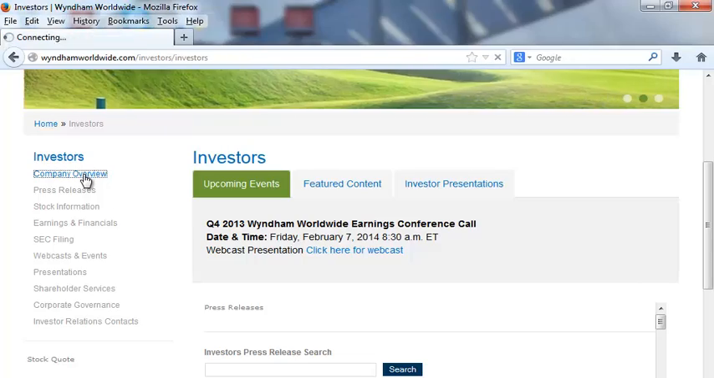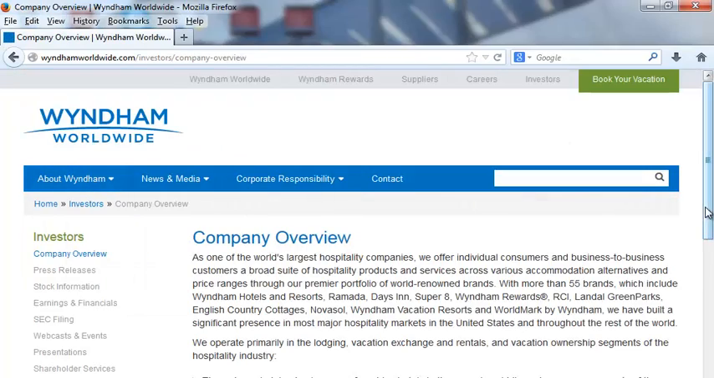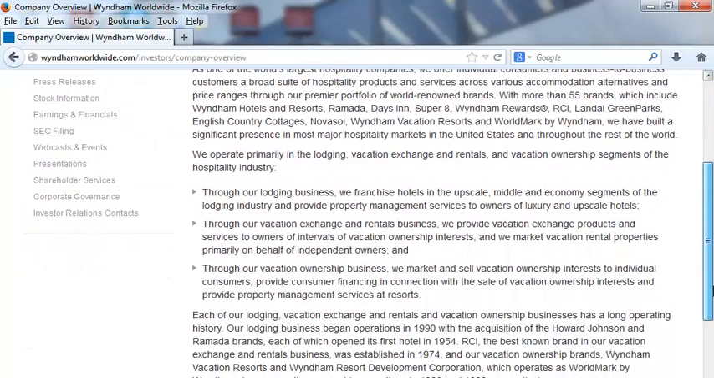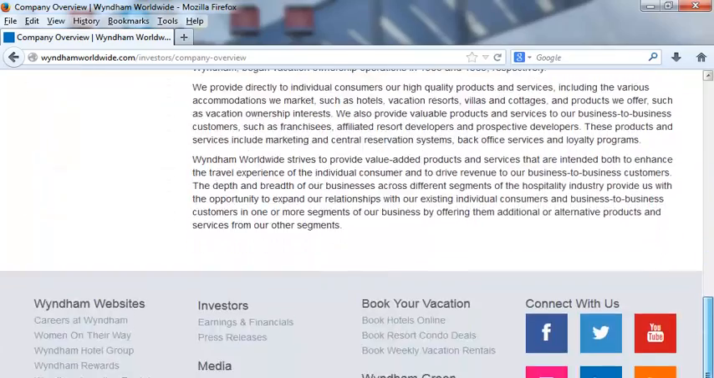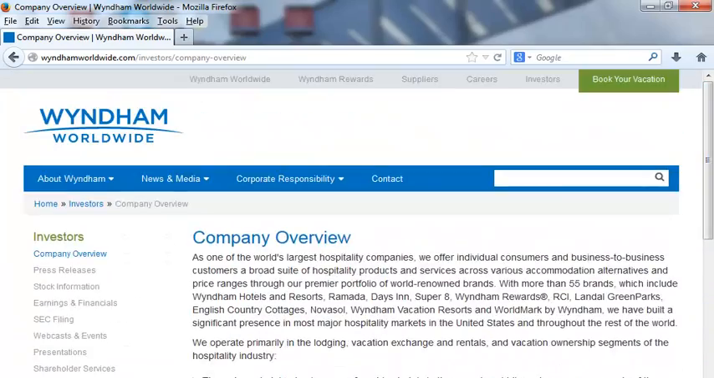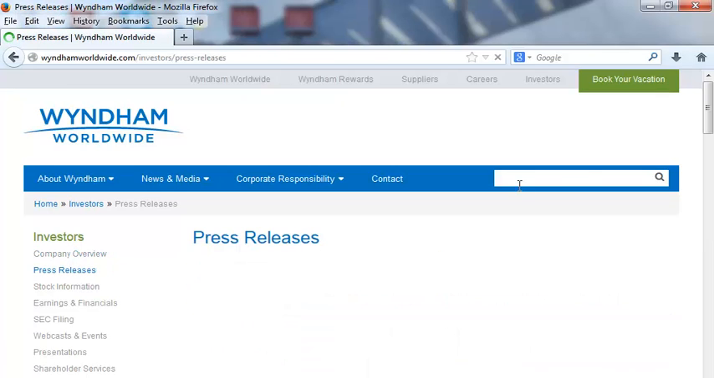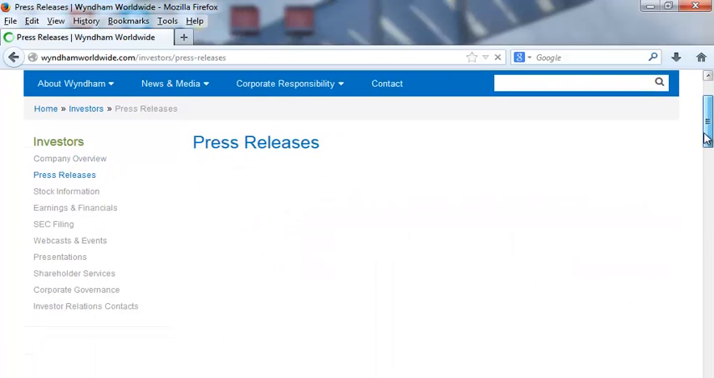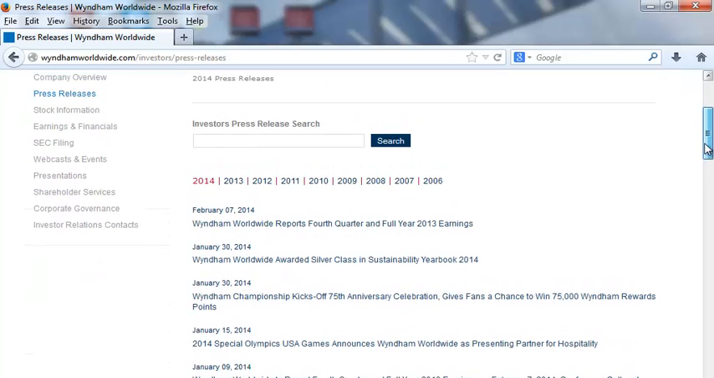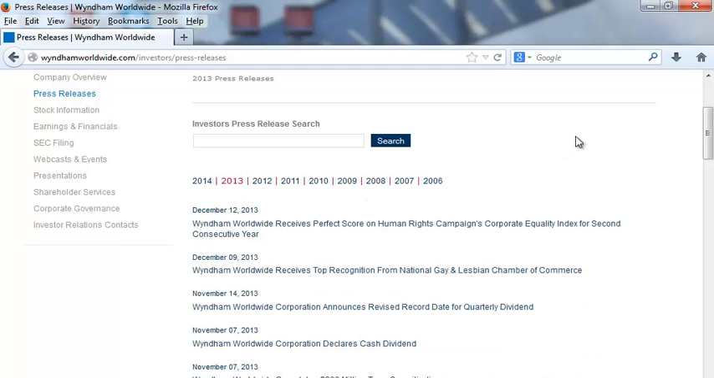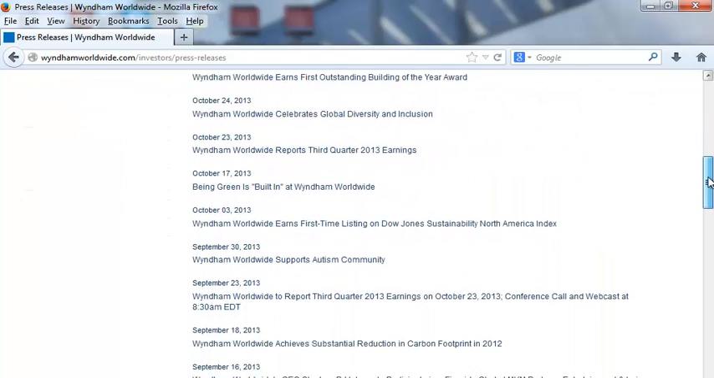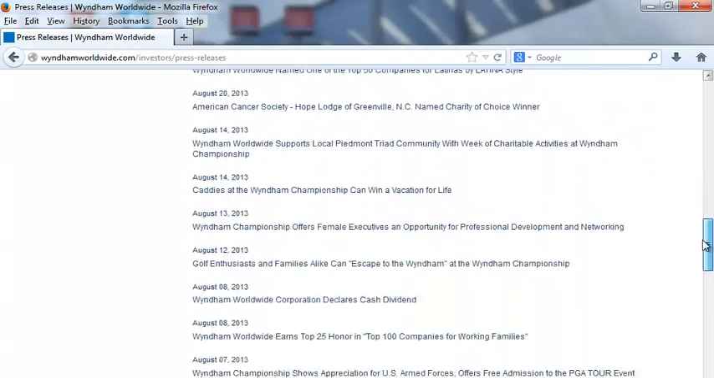If you click on Company Overview, you will get a description of the company's business. Click on Press Releases, and choose a specific year. And you can access all of the press releases that company issued during that year.